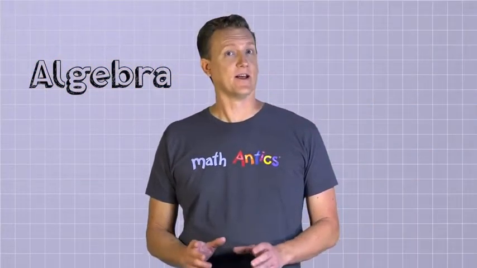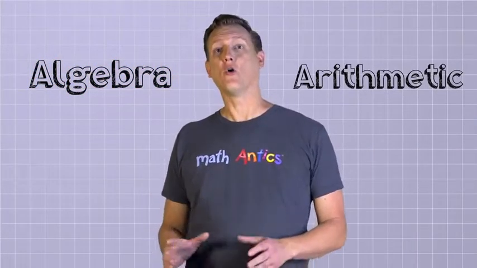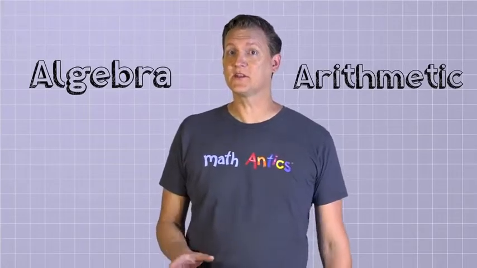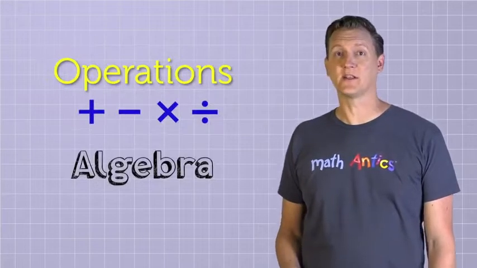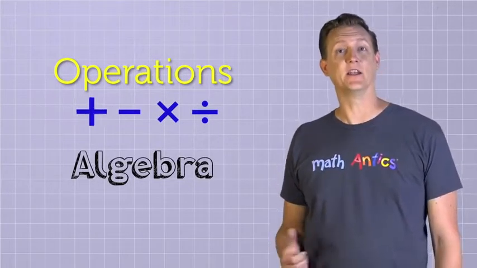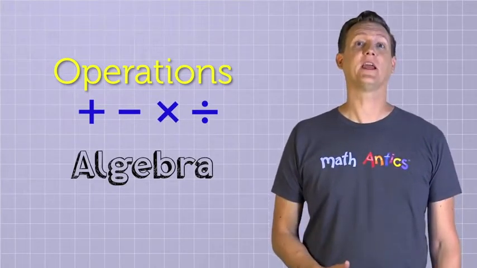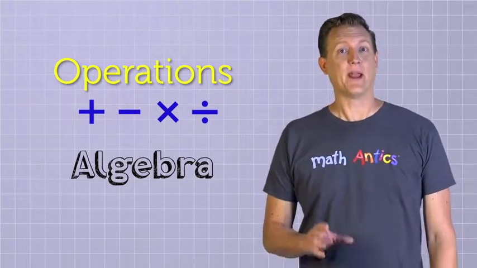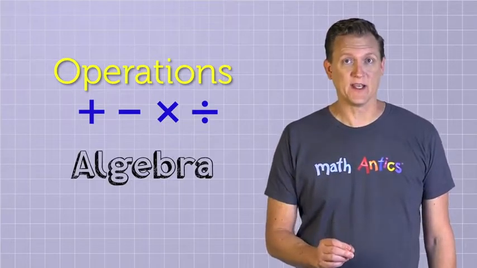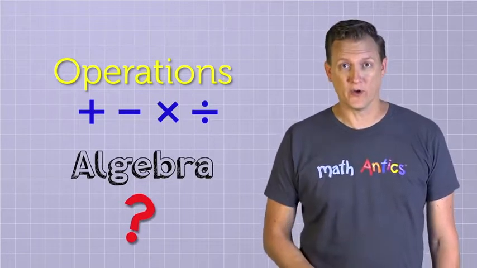In this lesson, we're going to learn some really important things about a whole branch of math called algebra. The first thing you need to know is that algebra is a lot like arithmetic. It follows all the rules of arithmetic, and it uses the same four main operations that arithmetic is built on: addition, subtraction, multiplication, and division. But algebra introduces a new element, the element of the unknown.